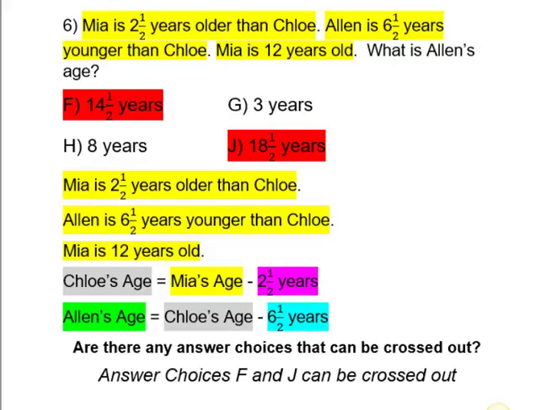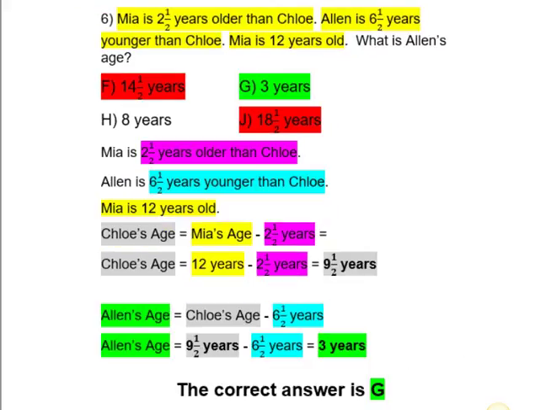Our correct answer is G. So, first of all, we needed to find Chloe's age, and we know that we need to subtract 2.5 years from Mia's age, and we come up with 9.5 years, so Chloe is 9.5 years old. And for Alan's age, we will need to take Chloe's age, 9.5 years, and subtract 6.5 years, and that is equal to 3 years. So again, our correct answer is G. Let's move to question number 7.